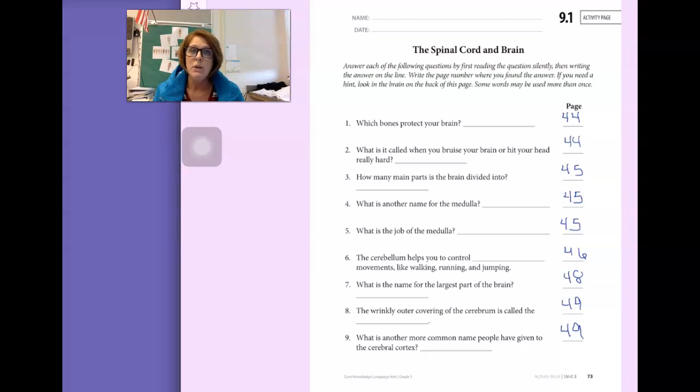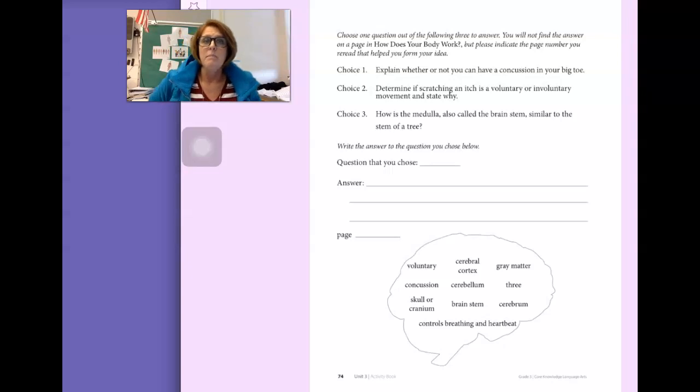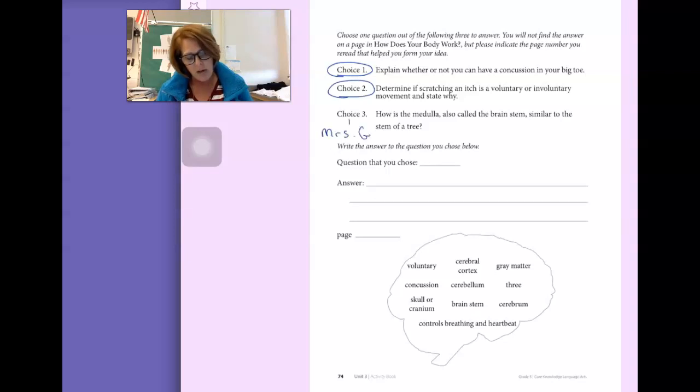So now what you're going to do, you're going to keep out 9.1 as you read or listen to chapter 6 again, and you're going to find the answers to all of these questions. When you're finished with that, you're going to come to the back of the page, and you're only going to choose from 2 questions because it says choose one question out of the following 3 to answer. You're going to choose either question 1 or question 2 because Mrs. Goshert is going to show you how to do this with question number 3.